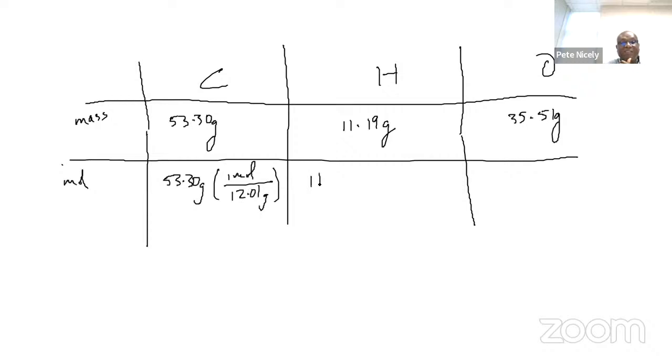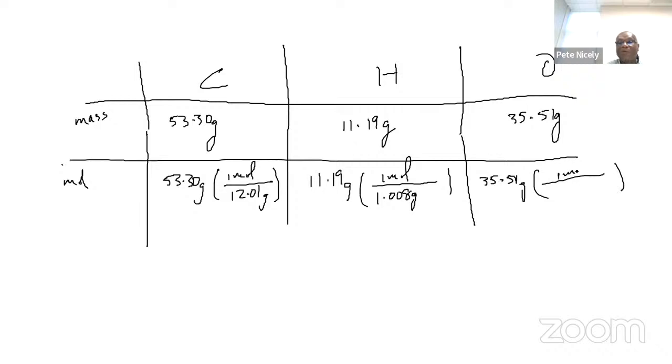In the case of hydrogen, 11.19 grams multiplied by 1 mole over 1.008 grams. And then finally, in the case of oxygen, we multiply this by 1 mole over 16.00 grams. And then we do our number crunching.